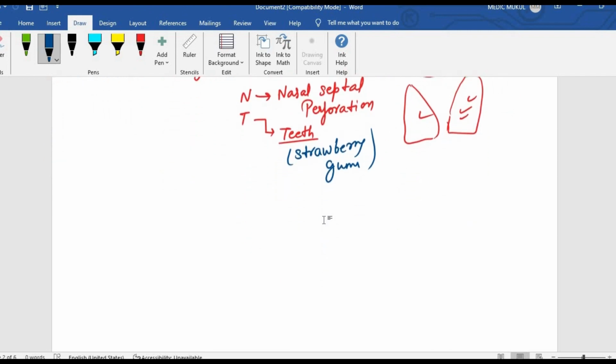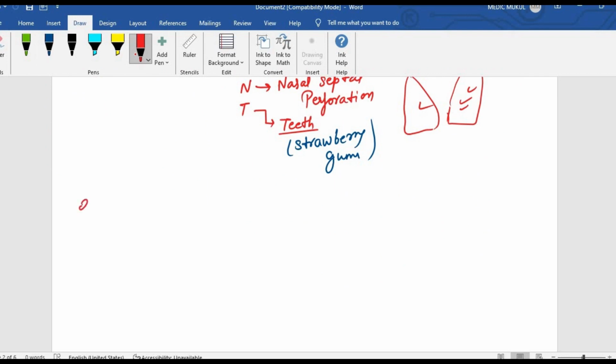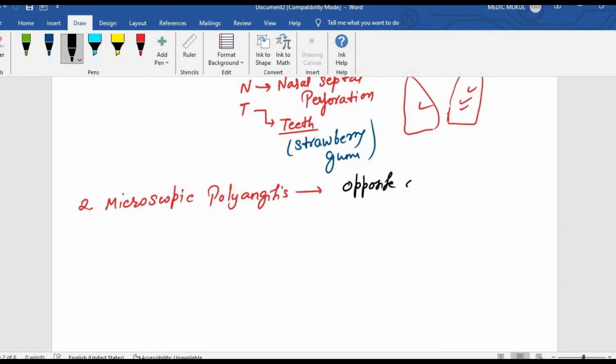Now let's continue with the microscopic. The second ANCA associated vasculitis is microscopic polyangiitis. This is not important from the Krok point of view, so I am going a little fast here. It is the opposite of polyarteritis nodosa. Here we will see fragmented WBCs, and the granuloma will be absent.